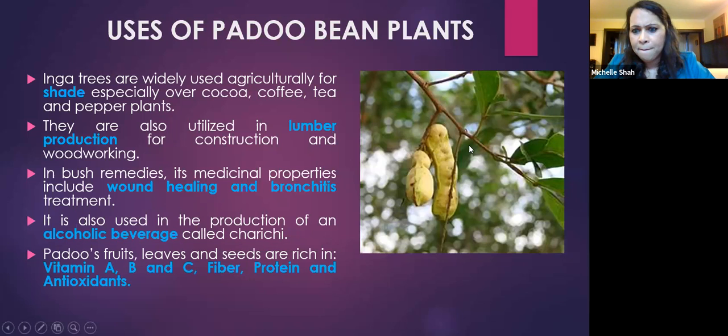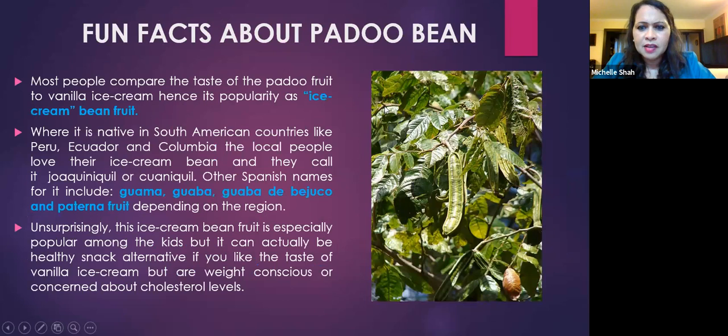These are some facts about the pardo bean. Most people compare the taste of the fruit with vanilla ice cream, hence the popularity as ice cream bean fruit. Then in countries like Peru, Colombia, Ecuador, the local people love ice cream bean and they call it various names. The Spanish names would be like the guava or the paterna fruit, depending on the region.